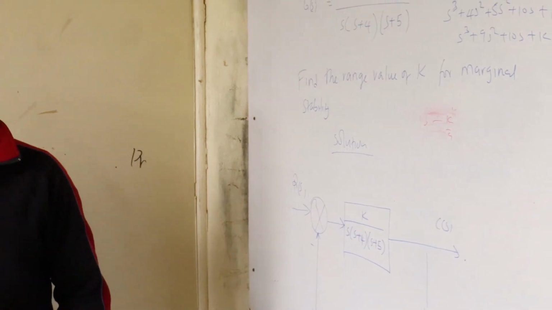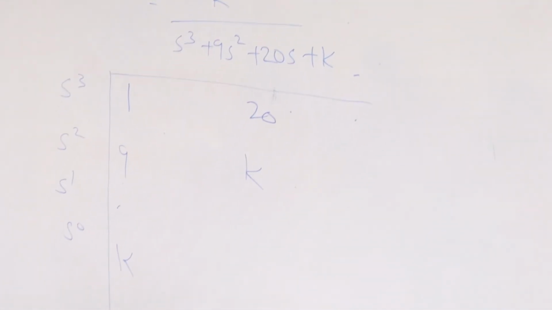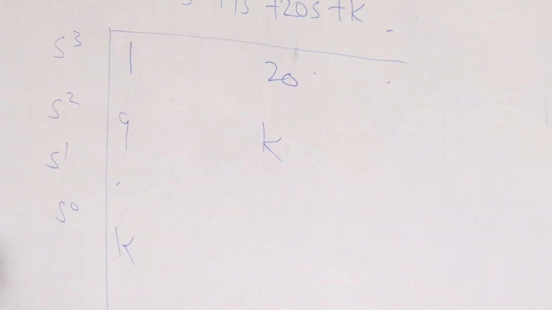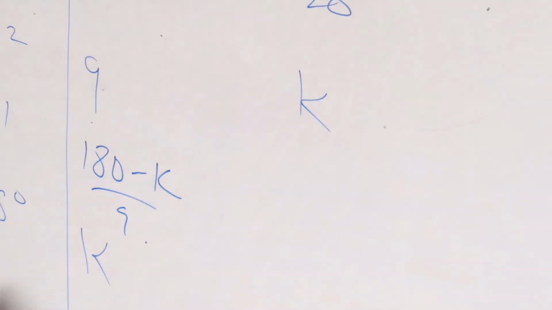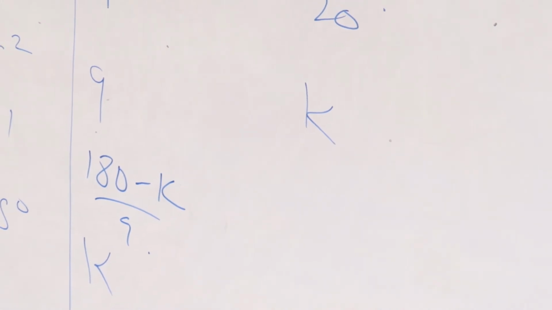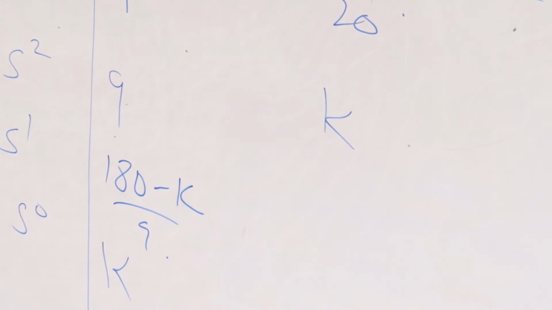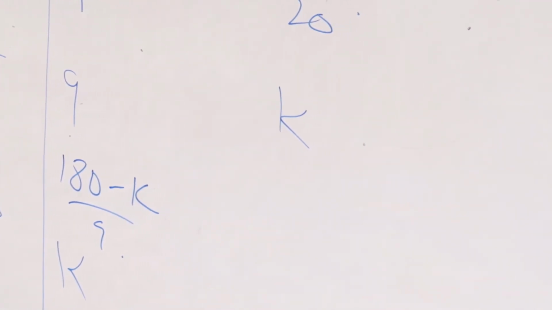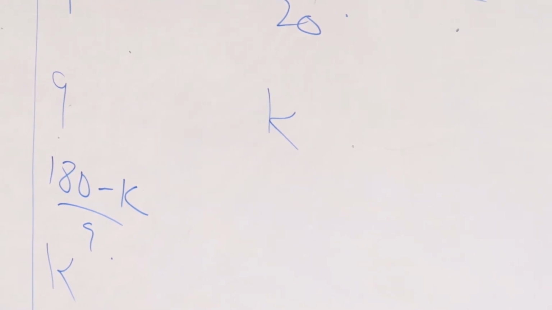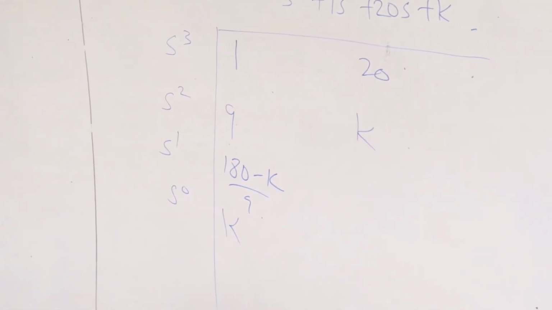So here we are going to have 180 minus k all over 9. From there, what was the question? Find the range value of k for the marginal stability.